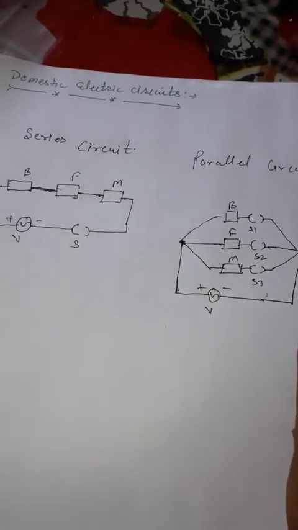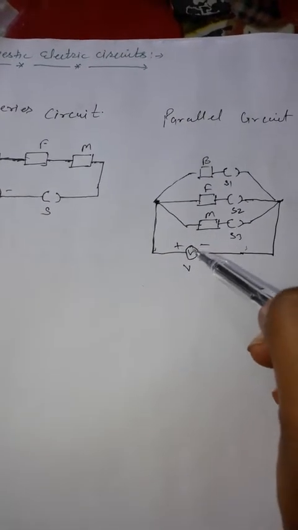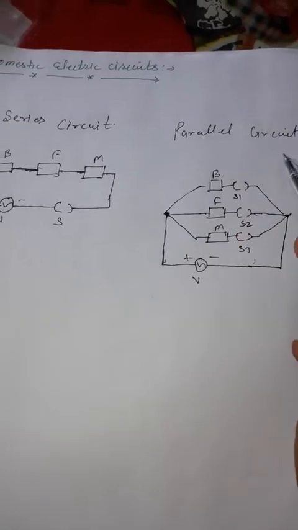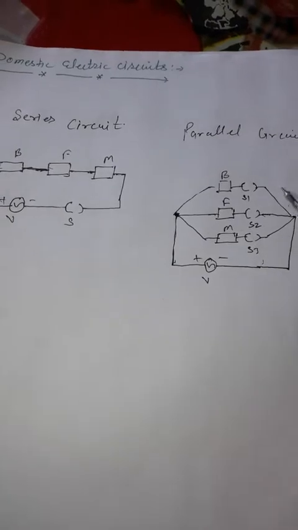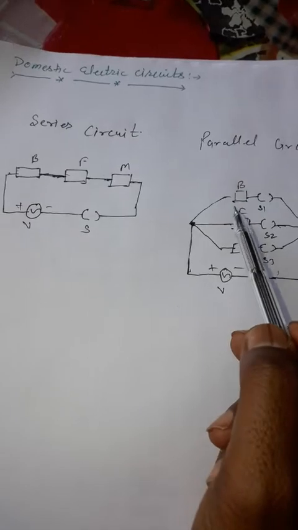In this circuit, all these are connected to the same potential, so this circuit is called a parallel circuit of the components. Now, what are the major differences between these circuits?